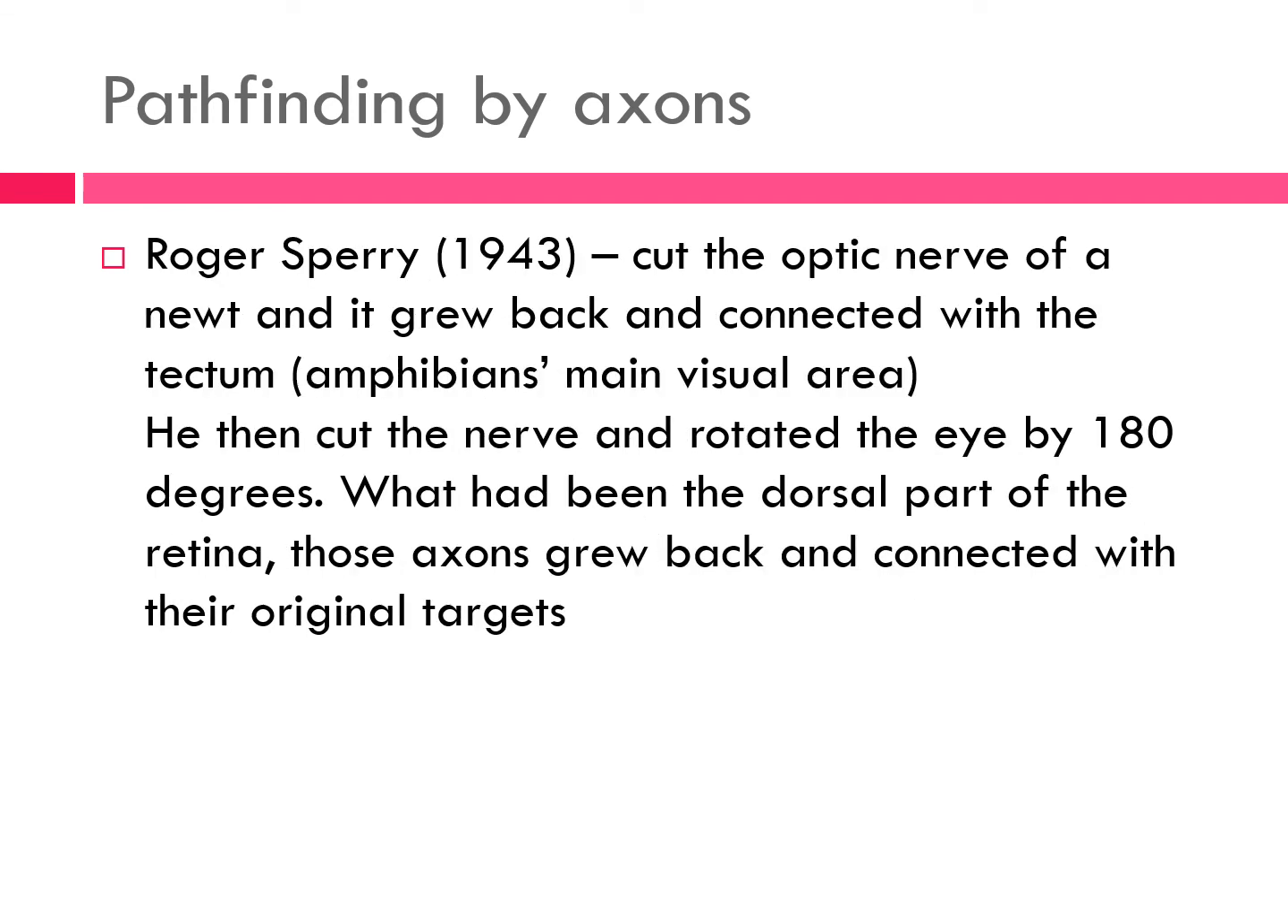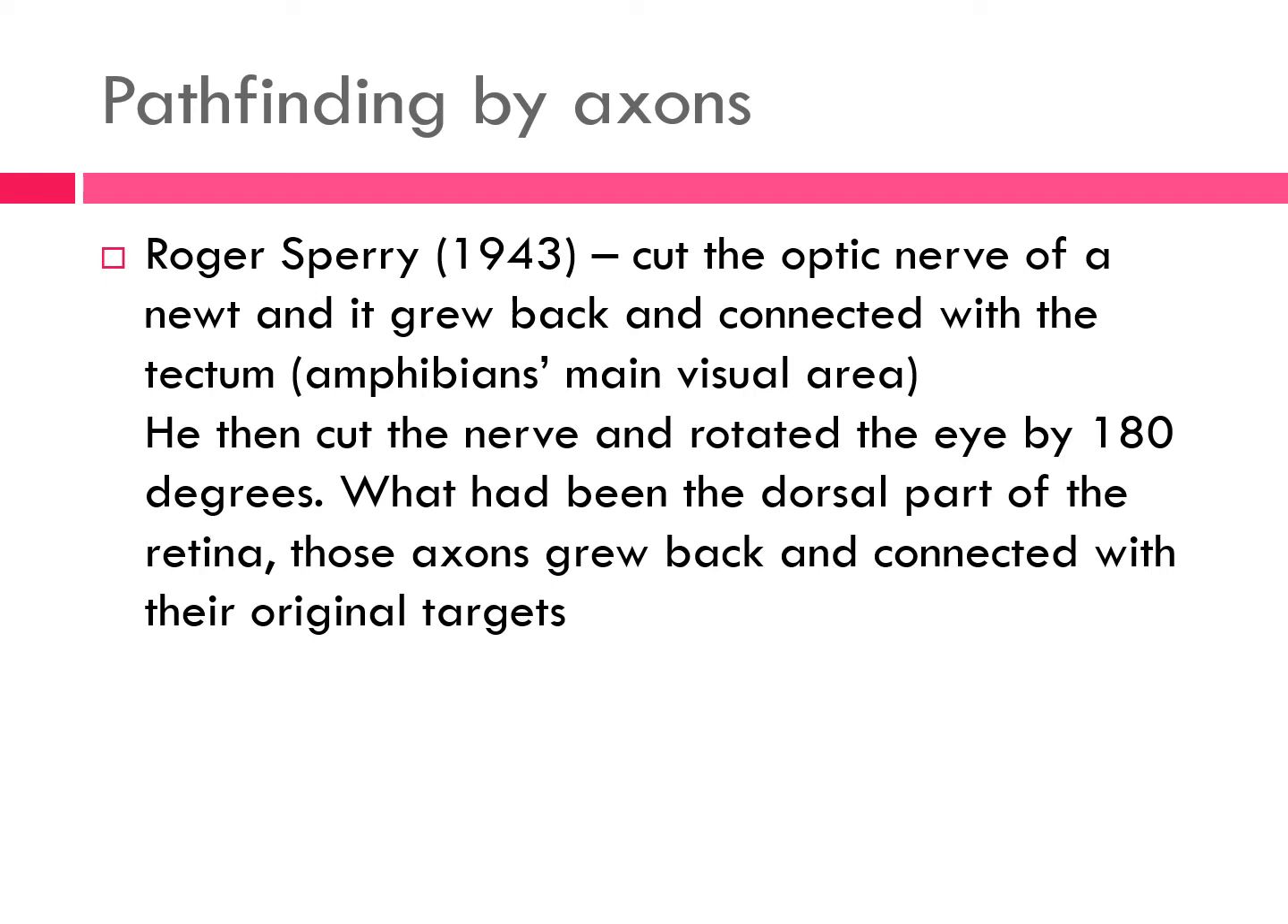So in 1943, Roger Sperry published research where he had cut the optic nerve of a newt, so the nerve that's going back from the eye to the brain. And it grew back and connected with the tectum appropriately. And if you remember from before, we're going to get into this again, the tectum is where our superior colliculus is, which is controlling our eye movements, taking in a lot of information so that we can move our eyes appropriately. The tectum in the newt and in amphibians is their main visual area. It's not a very interesting visual world, in my opinion, but that's what they get.